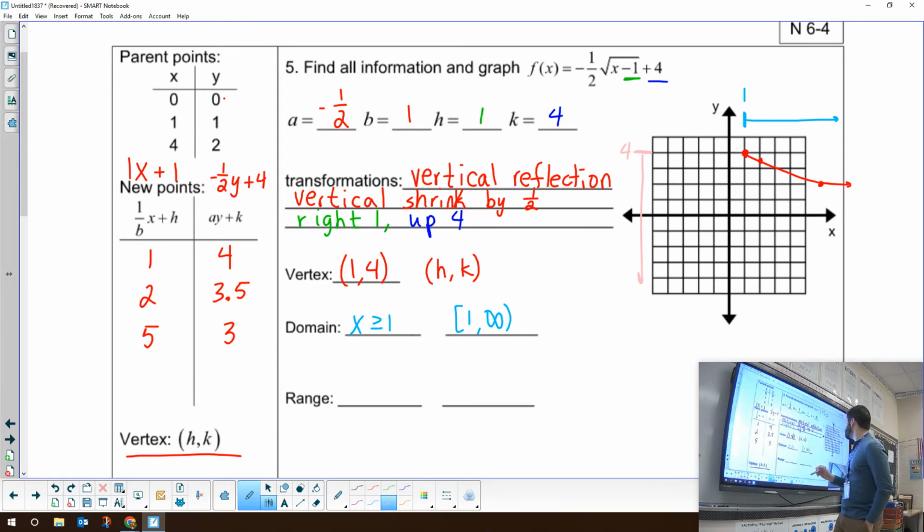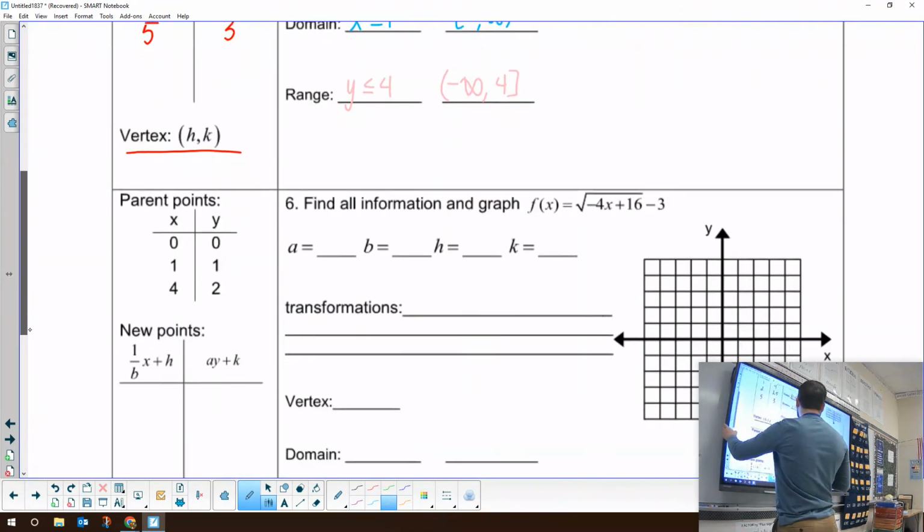So my range is going to be y is less than or equal to 4, or, oops, wrote this backwards, or negative infinity to 4, because it goes down forever. That's negative infinity, so we go negative infinity to 4. Okay? All right. Let's try a couple more here.